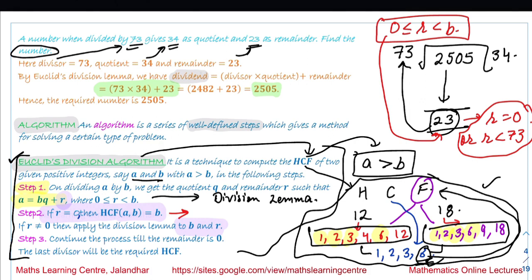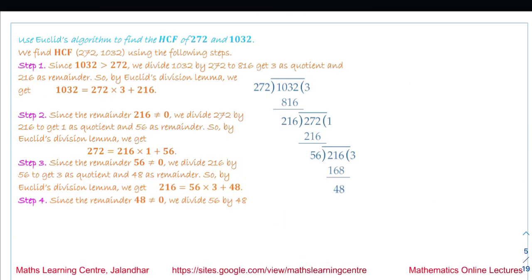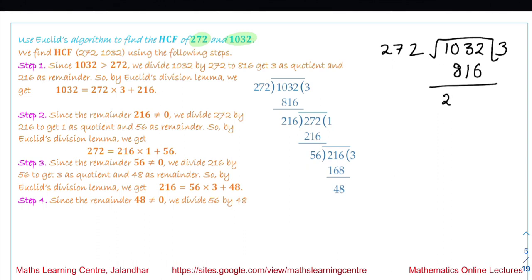Now suppose we have the two numbers 272 and 1032, and we have to find the HCF of these two numbers. 1032 is greater than 272, so our first step is to divide 1032 by 272. When we start dividing, 272 times 3 is equal to 816, and the remainder that is left over here is 216. So what our division algorithm was saying is that we have to check this remainder.